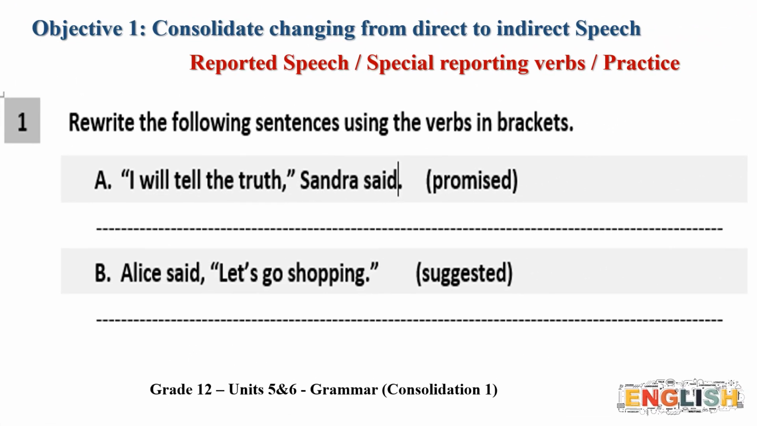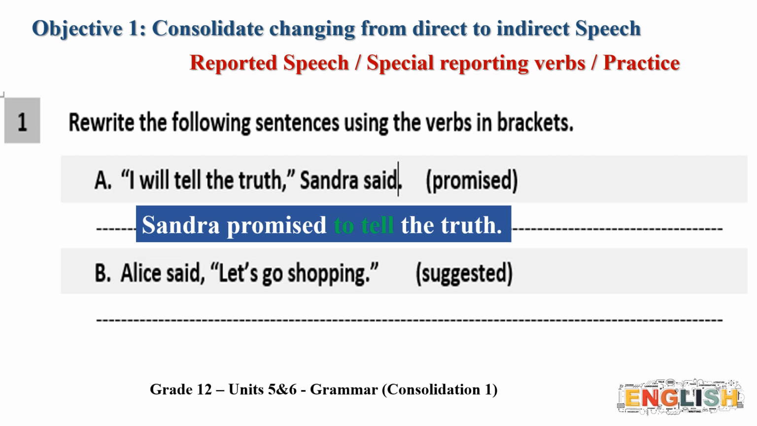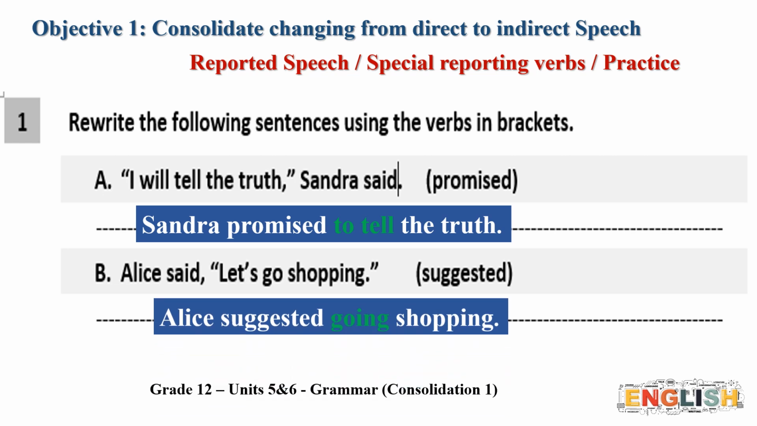Now, please pause the video here and report sentence A and B using the reporting verbs between brackets. Very good. For sentence A, of course, we have used to tell because the verb promise requires the infinitive. And for sentence B, you have written going because the verb suggest requires the ing form. Very good.